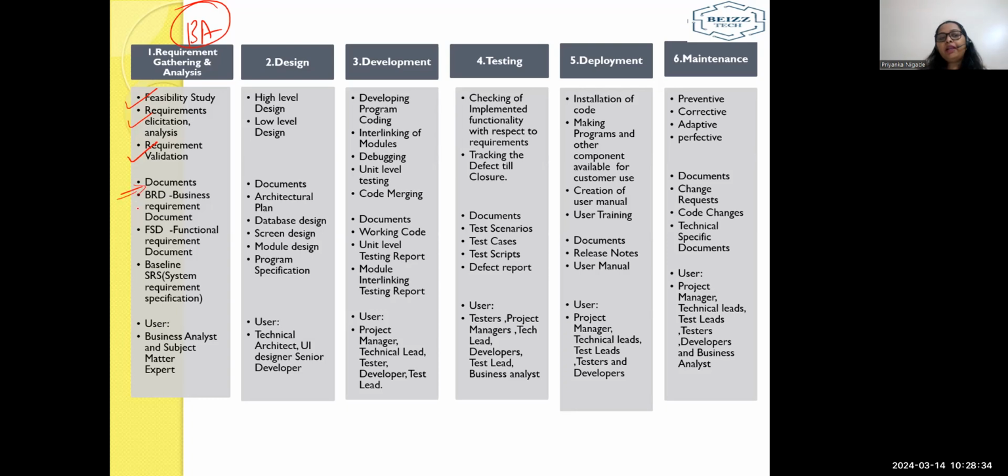Certain documentation you will get, like BRS, FRD. So this is related to D, which stands for document. So BRD, FSD, that is the functional requirement document, or the baseline SRS document. So based on these documents, who are the users? Business analyst and some subject matter experts like the system analyst. Then you'll be having some technical team. Those are responsible in this field, and they prepare different documents.